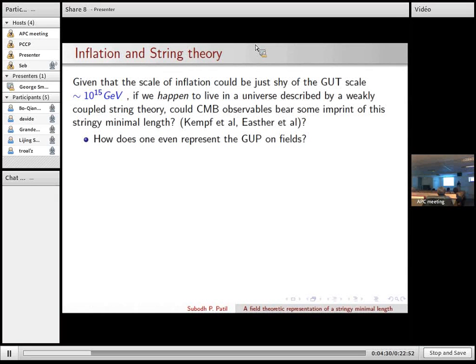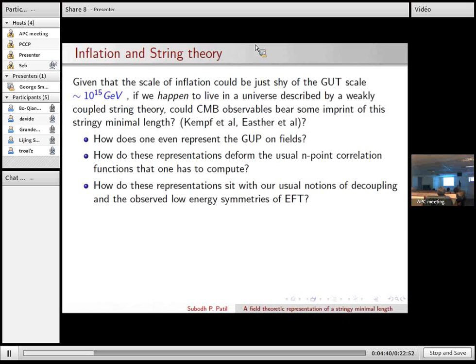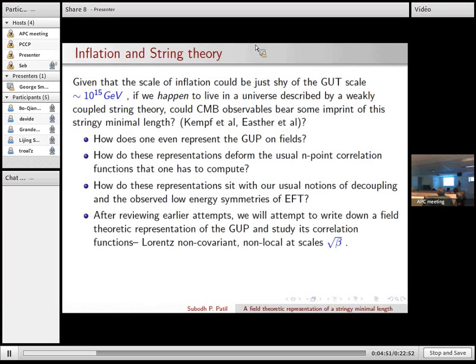So how does one go about even representing this relationship on fields? And how do these representations deform the usual correlation functions that you find? And moreover, how do these representations sit with our usual notions of decoupling and the observed low energy symmetries, i.e. Lorentz invariance of effective field theory? So this talk is going to focus on addressing a subset of these questions.